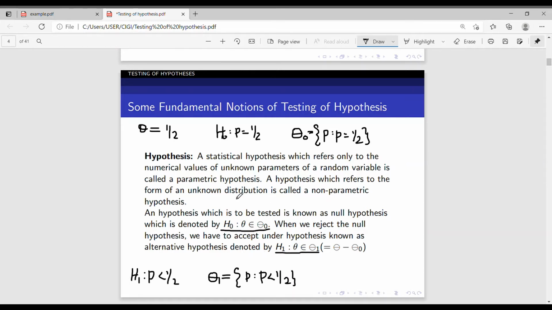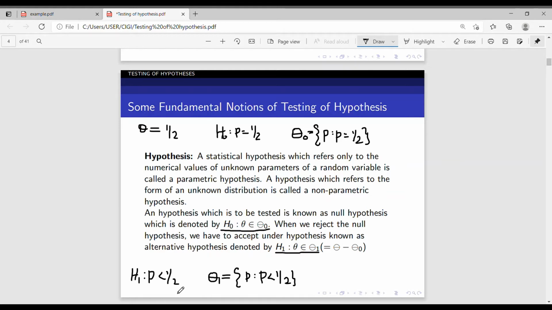Suppose we accept the null hypothesis H0 such that p equals 1 by 2. It gives a clear statement about the value of the parameter p: it is equal to 1 by 2. In some situations, we may reject this hypothesis, that is, we accept the alternative hypothesis. Then the value of p is less than 1 by 2. If we accept this hypothesis, we do not get an exact value of p, but we have information about the value of the parameter, that it is less than 1 by 2.